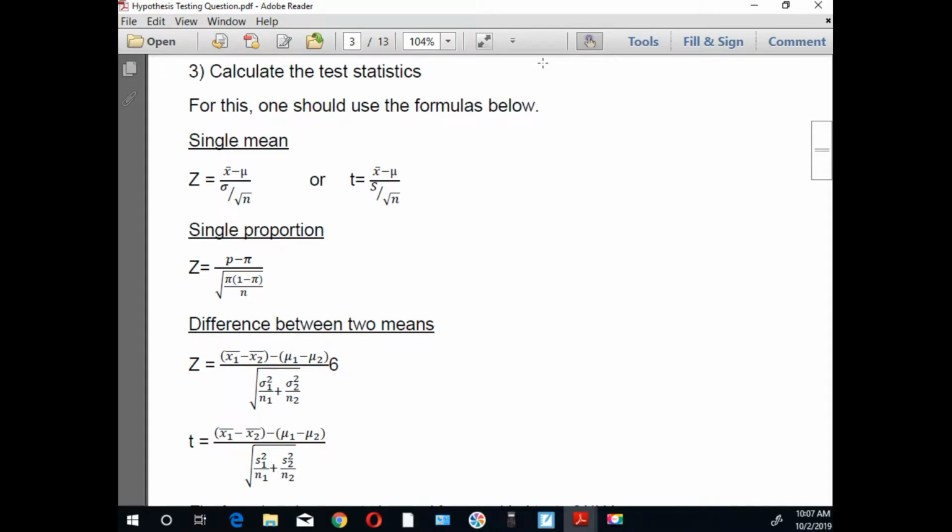And then we go to the test statistic. Test statistic is just like, when we're doing interval estimation, the part of the margin of error. That's the part which we call the test statistic. So we're going to have different test statistics depending on what kind of hypothesis test we're doing. When you're dealing with a single mean, you're going to use either Z or T, depending on whether the standard deviation is known or unknown.